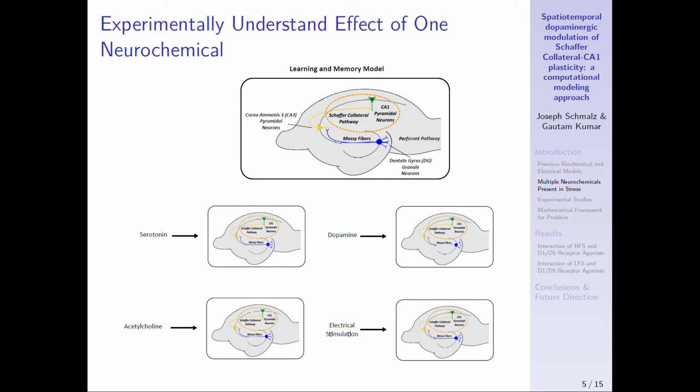Therefore, experimentally, we have a very clear understanding of how each individual neurochemical affects the Schaffer Collateral-CA1 synaptic plasticity, but we do not have a very strong understanding of how multiple neurochemicals interact, or how neurochemicals interact with electrical stimulation at different timings to modulate the synaptic plasticity.